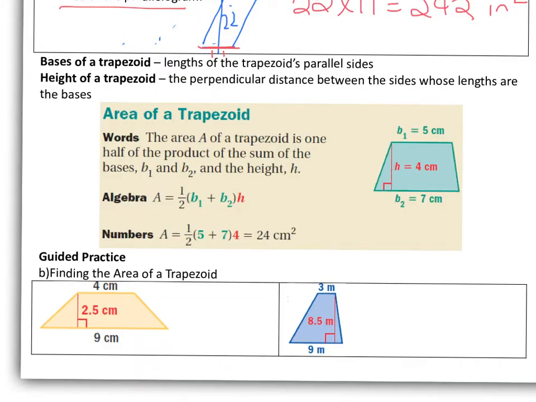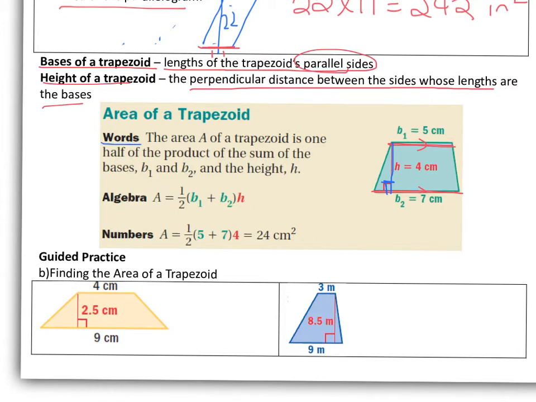Now we're going to talk about the area of the trapezoid. The bases of a trapezoid would be the lengths of the trapezoid's parallel sides. So these are the bases. Okay, and they also happen to be the parallel sides. And the height of a trapezoid is the perpendicular distance between the sides whose lengths are the bases. So this would be considered the height. As you can see, it forms a perpendicular angle at the end of one base.